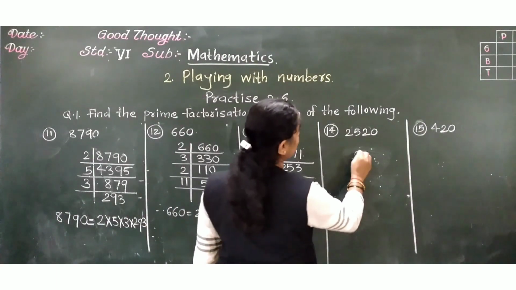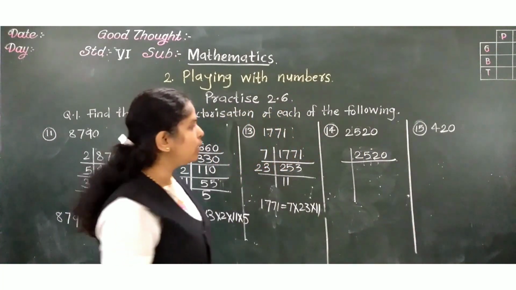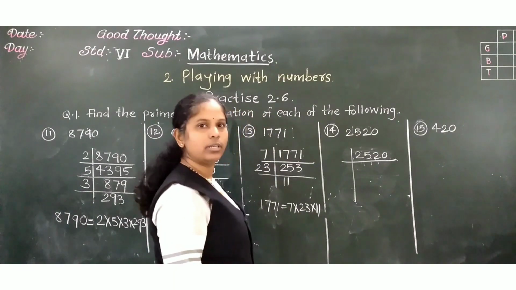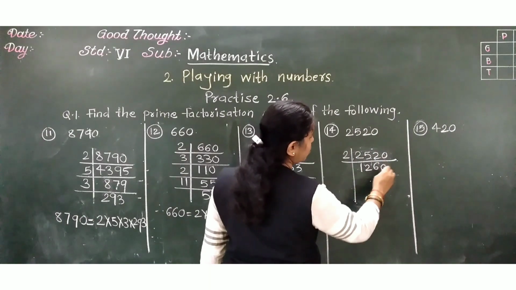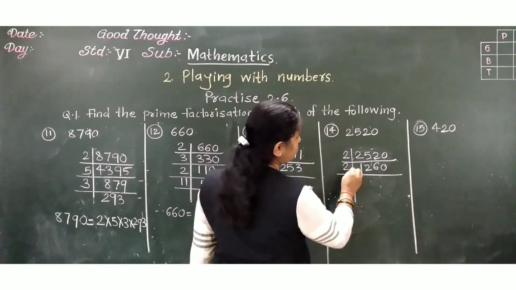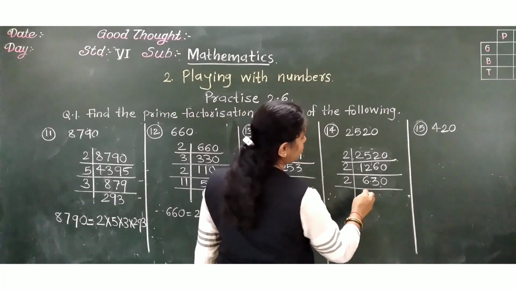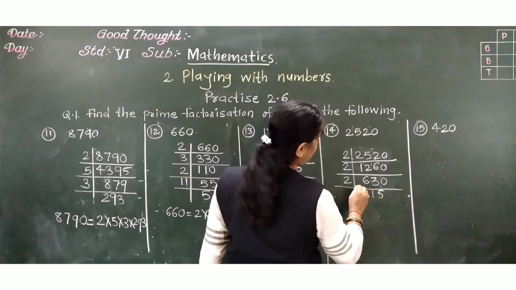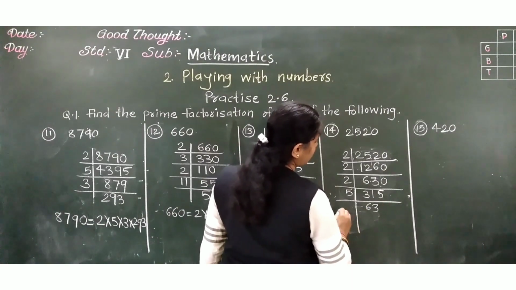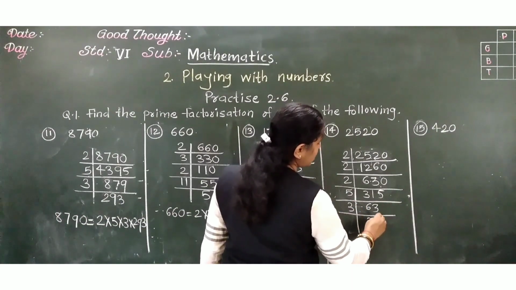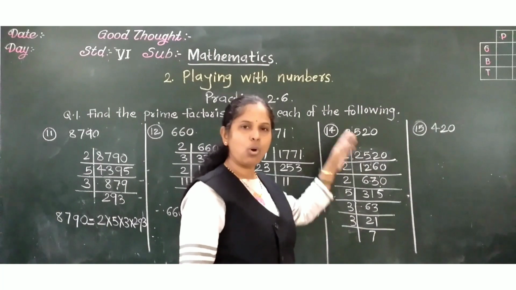Next, 2520. Okay, 0 is there at the unit's place. Divided by 2. So 2 1s are 2, 2 2s are 4, 2 6s are 12, 0. Again by 2. 2 6s are 12, 2 3s are 6, 0. Again by 2. 2 3s are 6, 2 1s are 2, 2 5s are 10. Divided by 5. 5 6s are 30, 5 3s are 15. Divided by 3. 3 2s are 6, 3 1s are 3. 3 7s are 21. Now 7 is a prime number, so over.